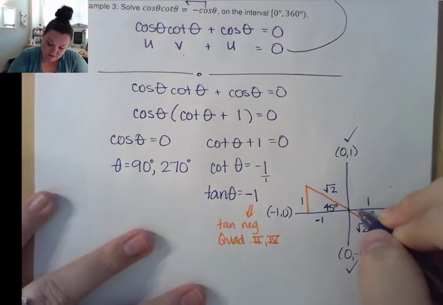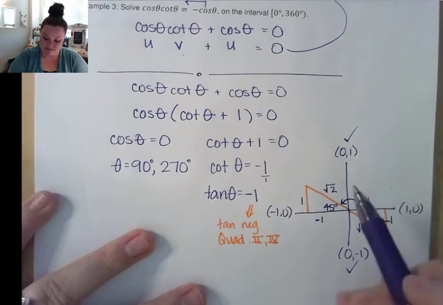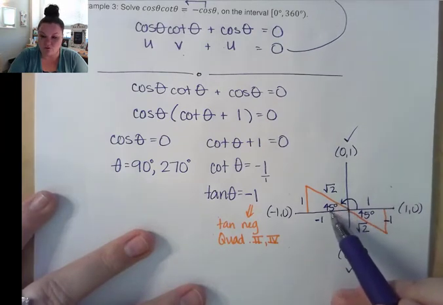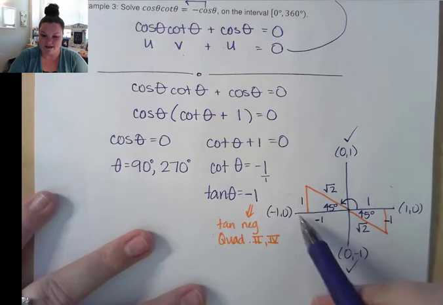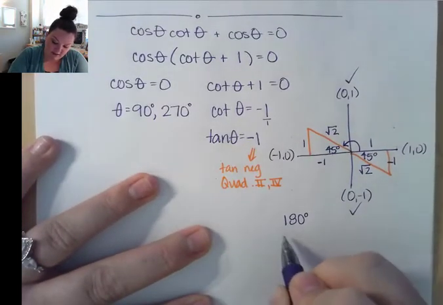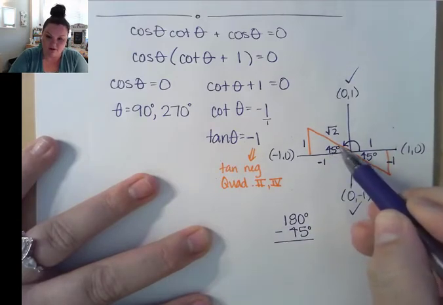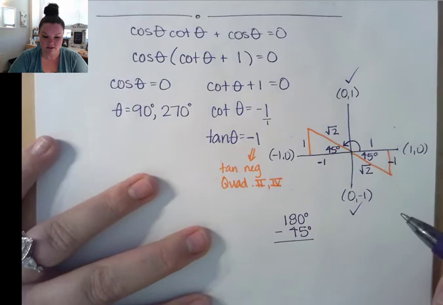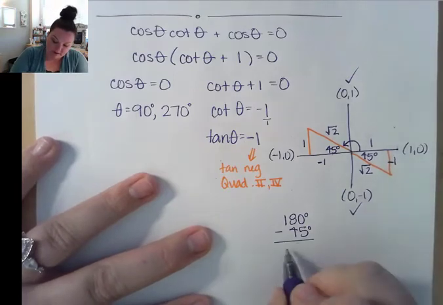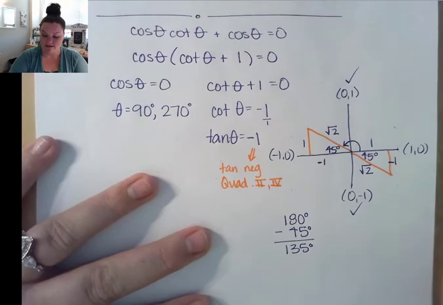So the first one is going from here to here, right? So this means that we're 45 degrees short of being at 180. So I'm going to go ahead and take 180 degrees and subtract 45 degrees, because we're just short of coming all the way down to 180, right? So 180 minus 45 leaves me with 135 degrees.